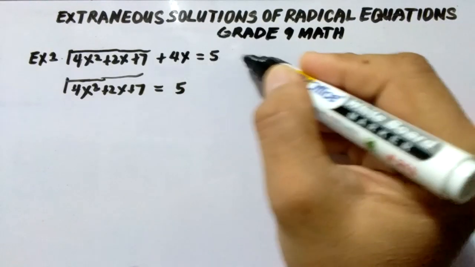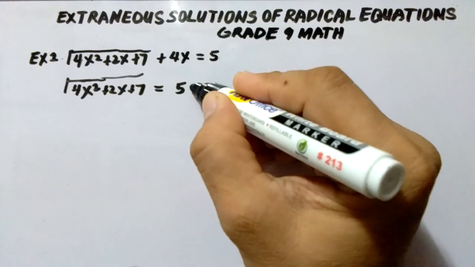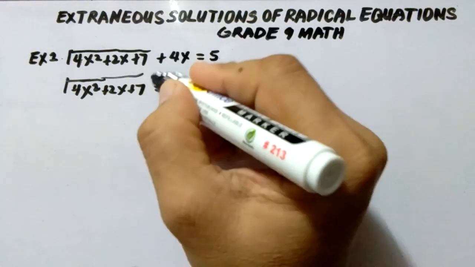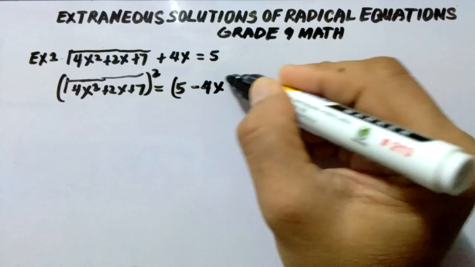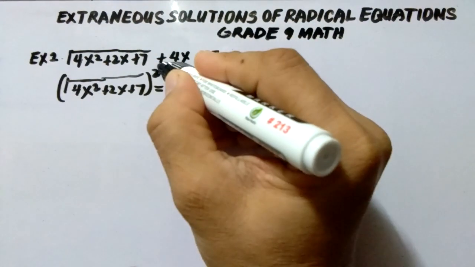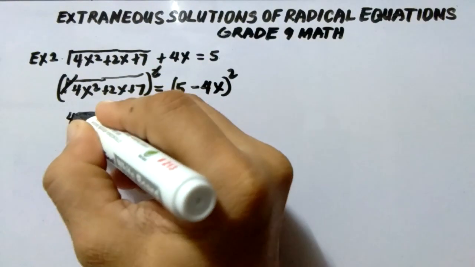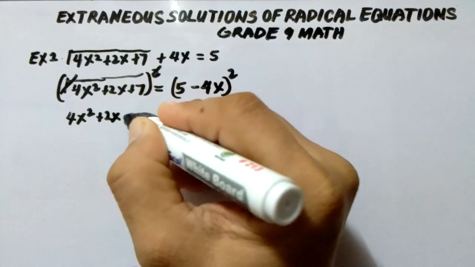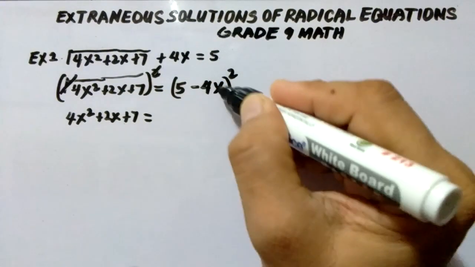Then, transpose po natin itong 4x dito sa may right side. So, positive 4x becomes negative 4x. Okay. Then, squared po natin both sides of the equation. Then, cancel po ito. Then, cancel po ito. So, we have 4x squared plus 2x plus 7 is equals to, so quantity 5 minus 4x squared.